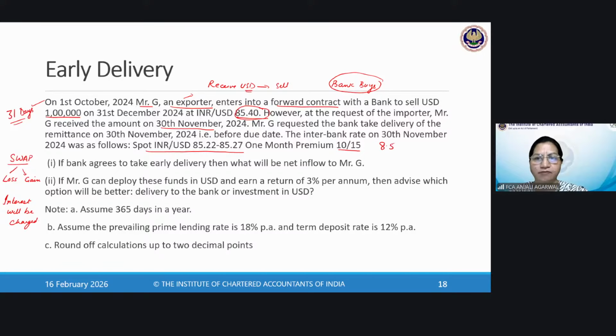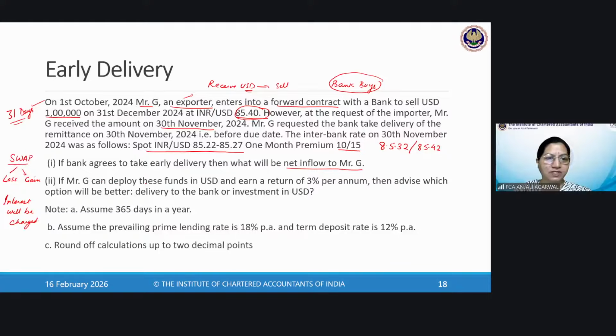So it is 85.32 oblique 85.42. So if the bank agrees to take early delivery, what will be the net inflow to Mr. G? So if bank agrees, net inflow to Mr. G would be at 85.40. But if there are swap charges, swap loss or interest loss, that will be deducted.